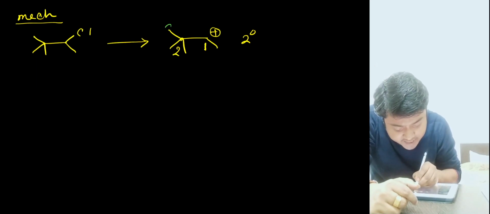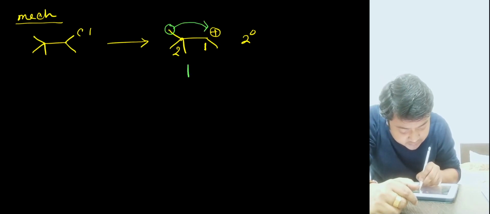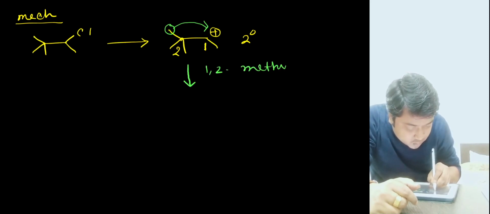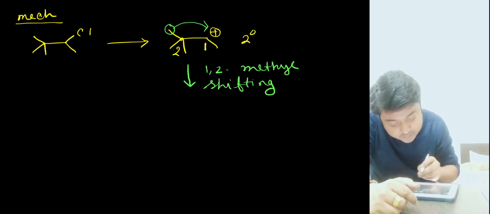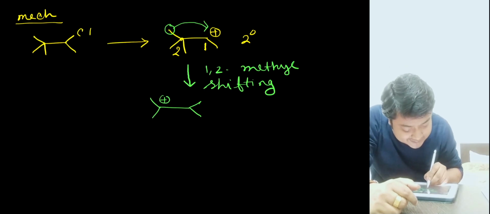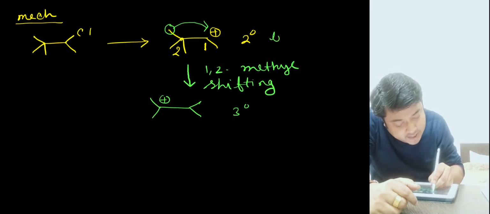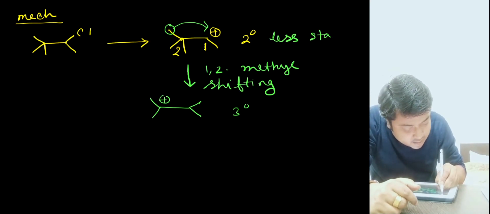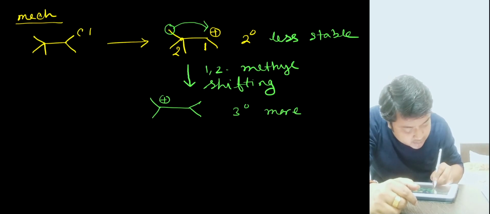Now, if I rearrange this methyl group, that means I am doing 1-2 methyl shifting. Then I will get this carbocation. And you can see that this is a 3-degree carbocation. So a less stable carbocation is converted into a more stable carbocation.